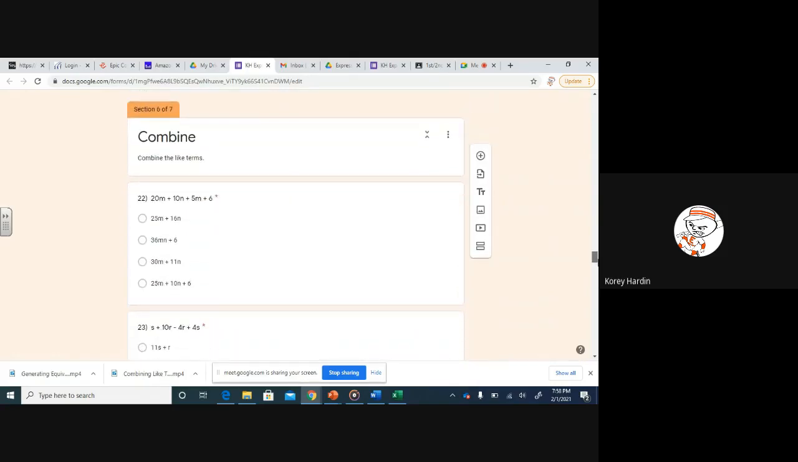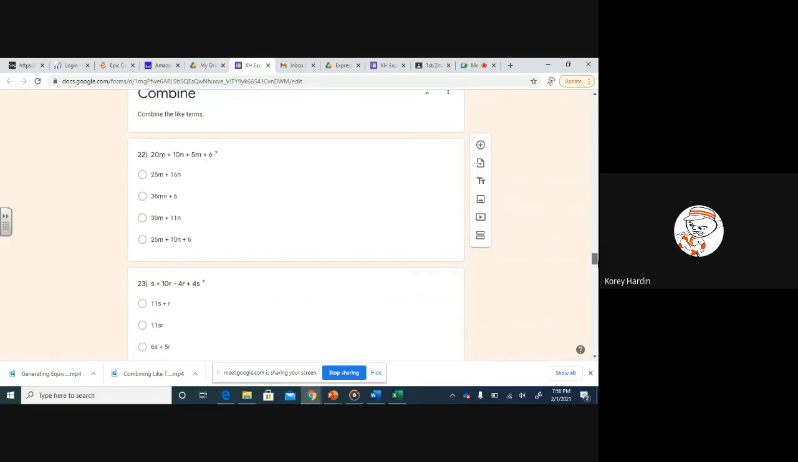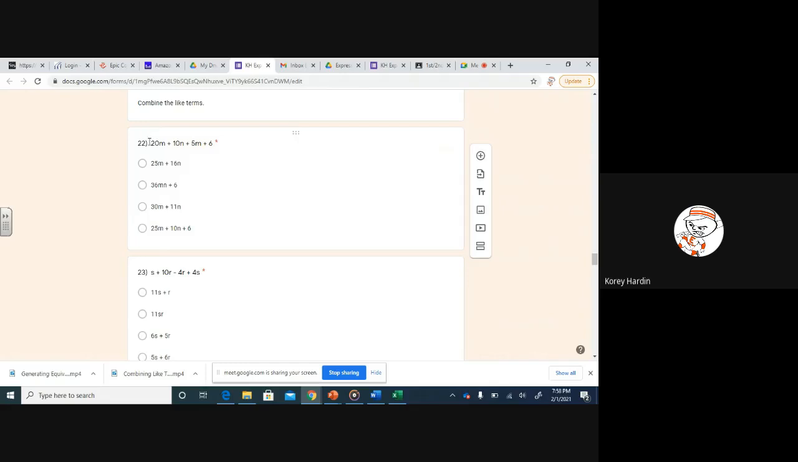All right, 2 sections left. So we're going to combine the like terms on section 6. So first problem I have, number 22, is going to be 20m plus 20n plus 5m plus 6. Answer choices are 25m plus 16n, 36mn plus 6, 30m plus 11n, 25m plus 10n plus 6.